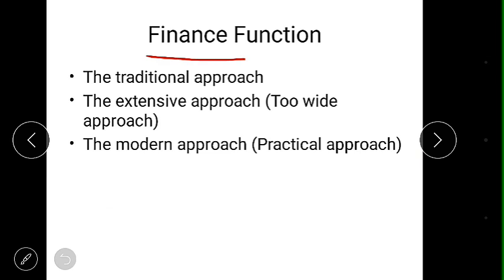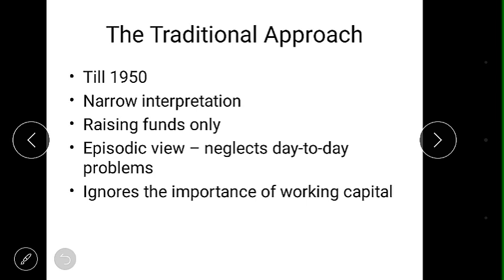Finance function. There is a traditional approach, the extensive approach, it is also called two-wide approach, and the third one is the modern approach, which is normally called as practical approach. The traditional approach. So till year 1950 this approach was considered. It has a narrow interpretation. Why there is narrow interpretation?